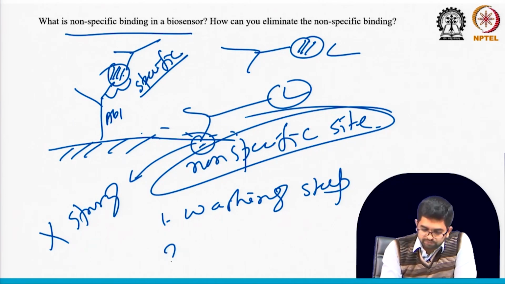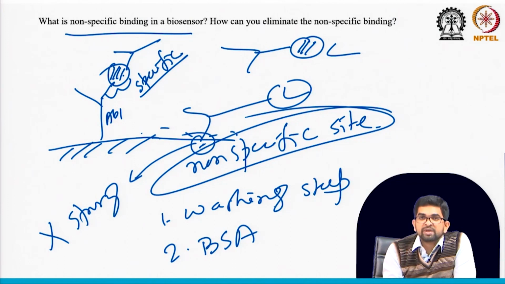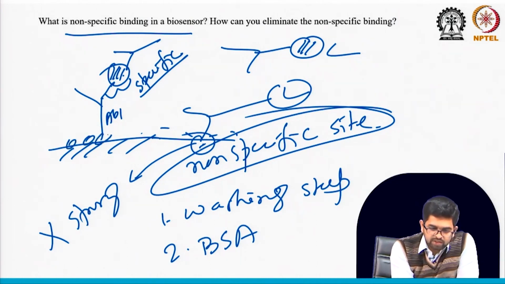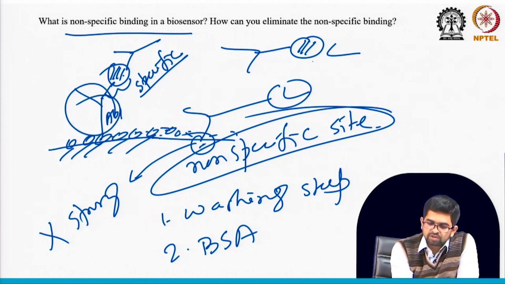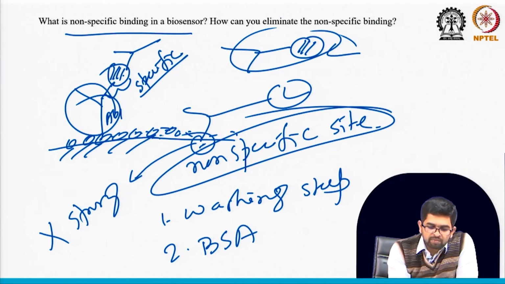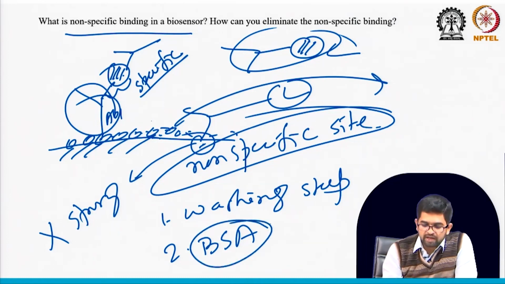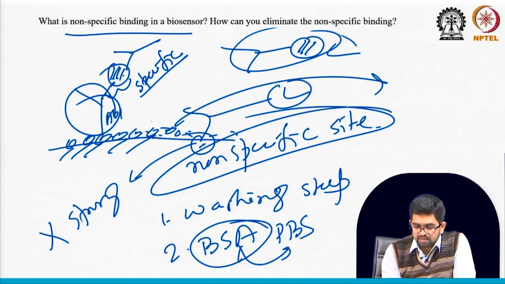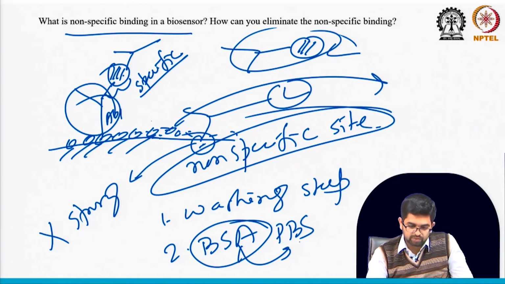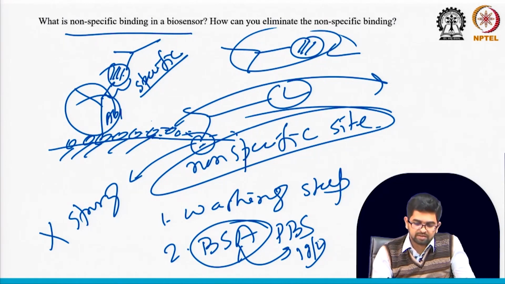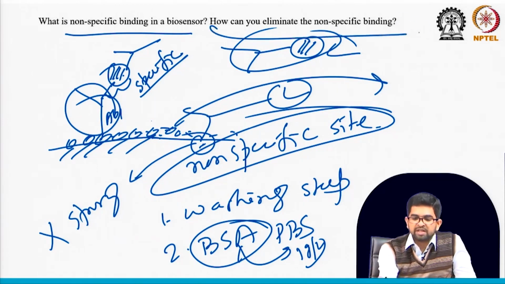And the second method: BSA, bovine serum albumin, a small protein you can use. After the primary antibody binding, if you use the BSA on the surface, the secondary antibody may not bind on the surface very strongly, and during the washing it can easily wash out. So you can add PBS buffer and BSA, maybe you can try, suppose, 1 gram per liter, something like this. You can make a solution, and then you can drop it on the surface. Like this way you can eliminate the non-specific binding.